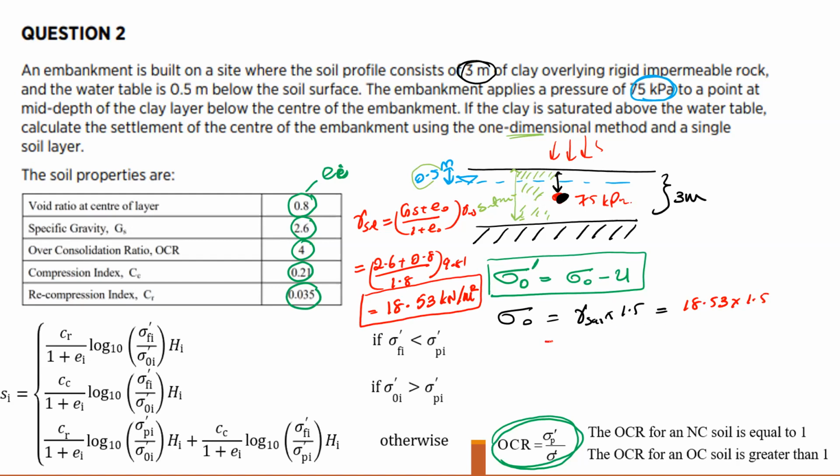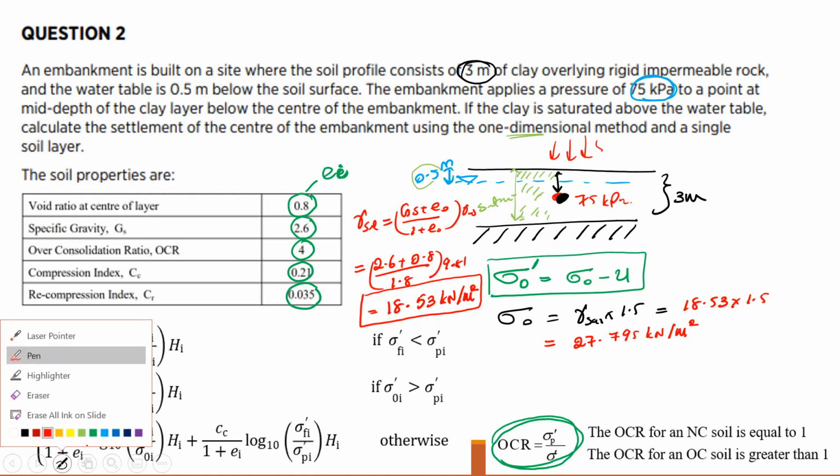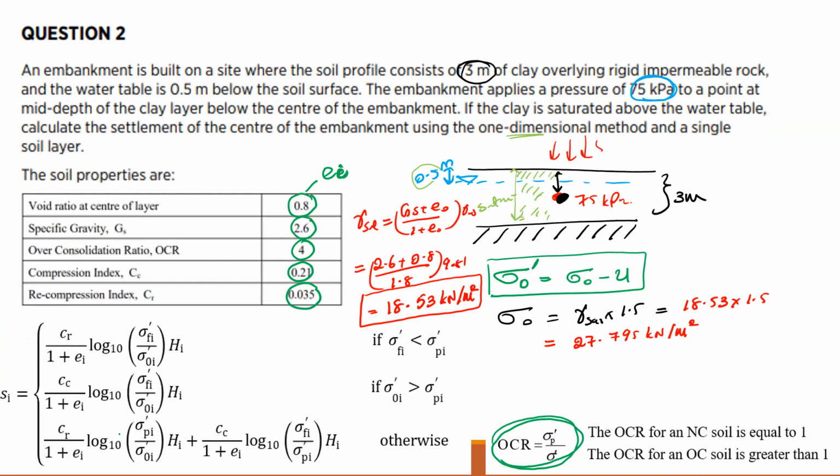So we can find the sigma naught, which is equal to 27.795 kilonewtons per meter squared, or kilopascals. Okay, so do you get the same? Yep. How do you find the U?